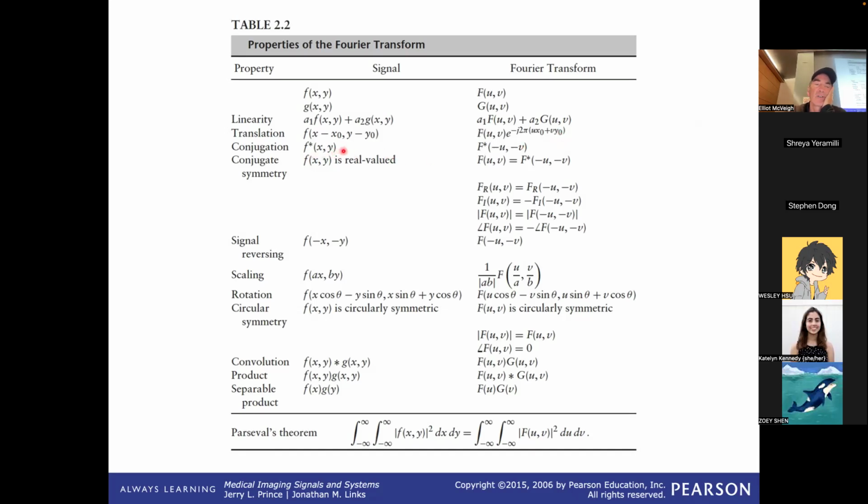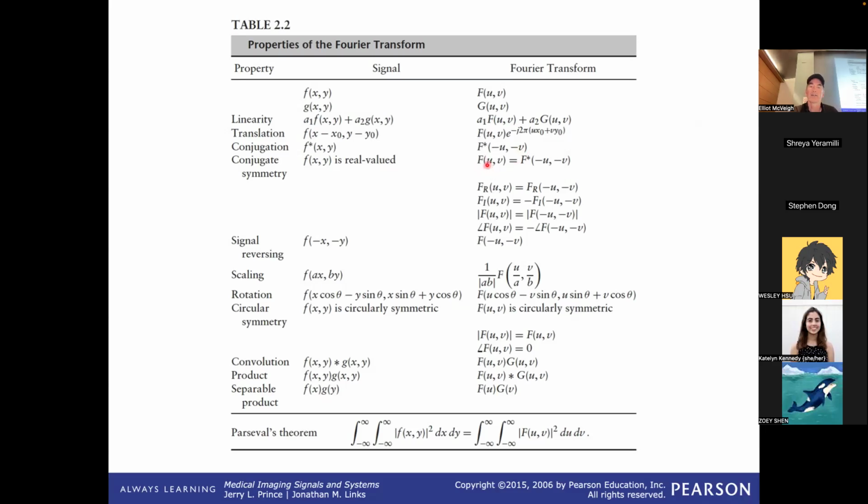Conjugate: if I take the Fourier transform of a function's complex conjugate, I take the Fourier transform of the function and take the complex conjugate, but I reflect it around the origin. So u goes to minus u, nu goes to minus nu. It gets reflected around the origin. If there is no complex part, if it's a real valued function, then I know that the Fourier transform is conjugate symmetric.